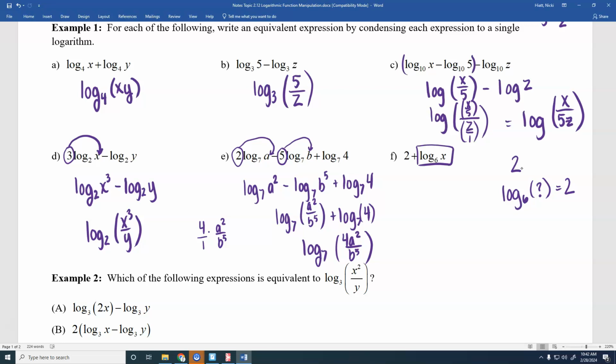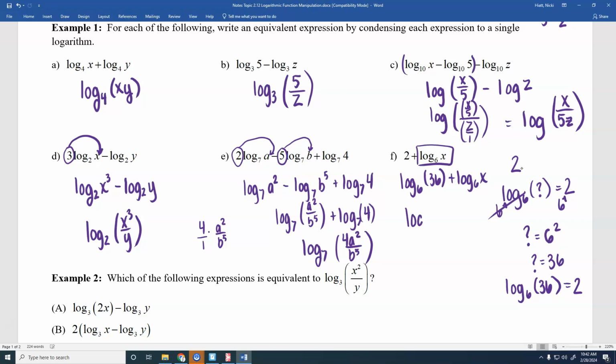Right. To get rid of a log with a base of 6, I could do 6 to the power on both sides. I can rewrite this, right? So question mark should equal 6 to the 2nd power. So that question mark is 36. So log base 6 of 36 equals 2. So if I rewrite my 2 with a log base 6 of 36 plus the log base 6 of x, now I can put those together. I could use a product property for that. And so I will get log base 6 of 36x.